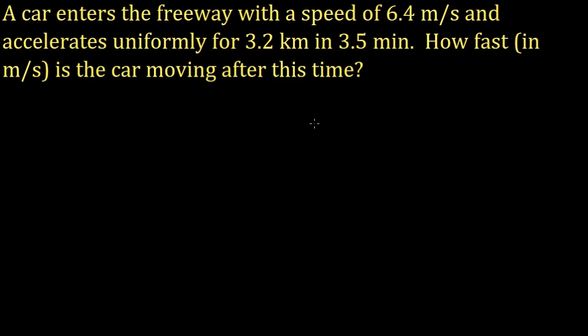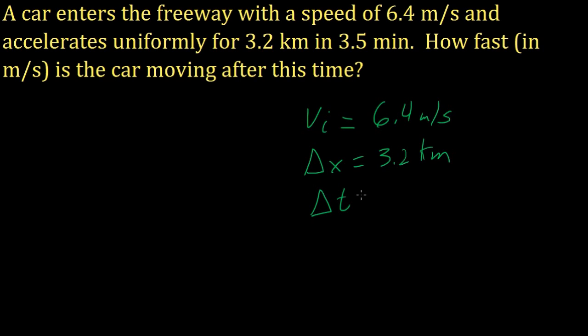Well, what do we know? We know it enters the freeway with a speed of 6.4 meters per second. That sounds like an initial velocity. That's what we started with. Accelerates uniformly for 3.2 kilometers. That sounds like a displacement. In 3.5 minutes. That sounds like a time. How fast in meters per second is the car moving after this time? Well, after a time, that would be a final velocity that we're looking for, and we don't know it.